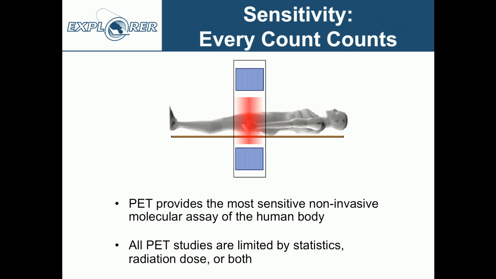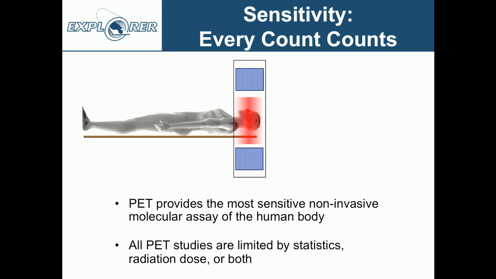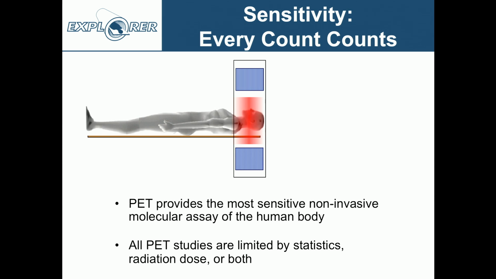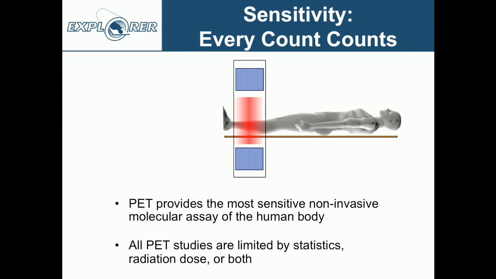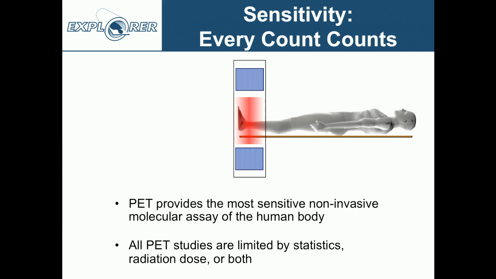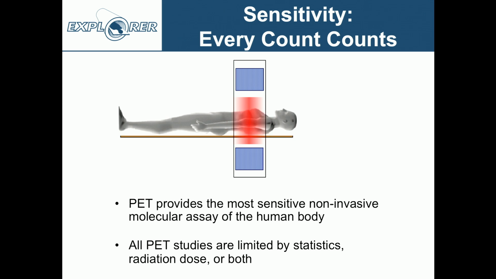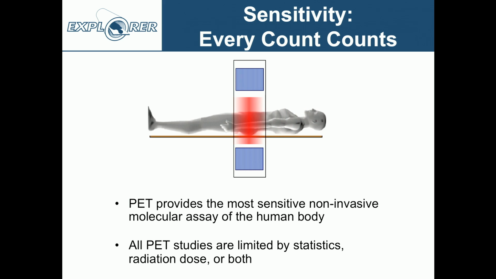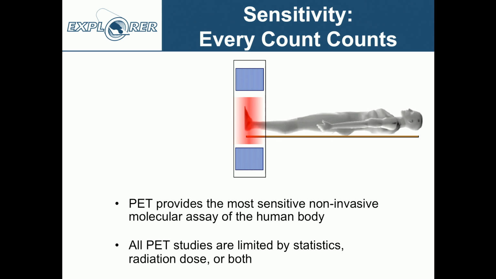of the scanner. In the PET field, of course, we like to trumpet the fact that we have fantastic sensitivity. We like to say that PET provides the most sensitive, non-invasive molecular assay of the human body, which is a true statement, I believe. But it's also true that every single study we do currently in the clinic is limited by the counting statistics, how many events we detect, and/or radiation dose. So we are very much starved for counts. That's why our images tend to look noisy, and that's why we tend to have to reconstruct at fairly low spatial resolution.